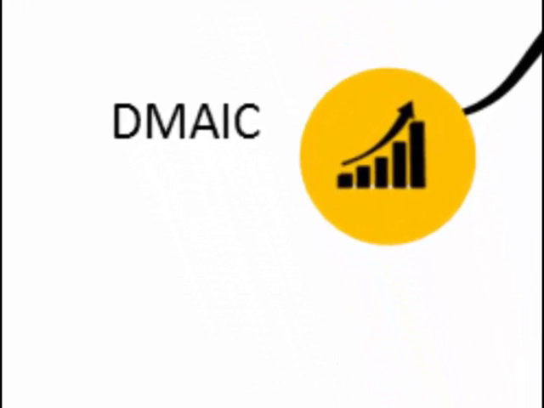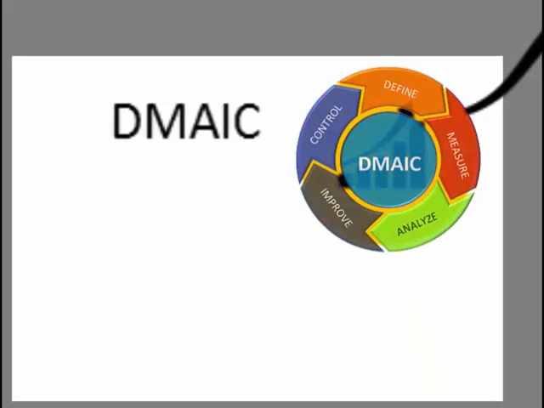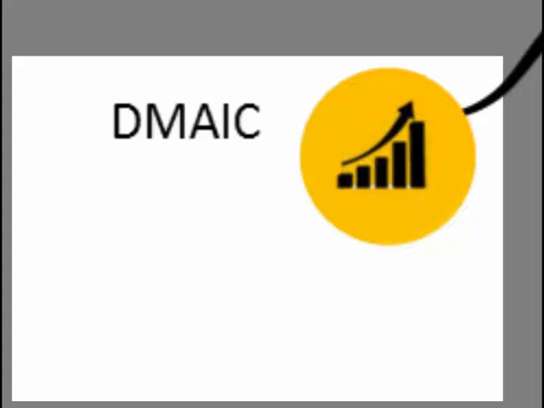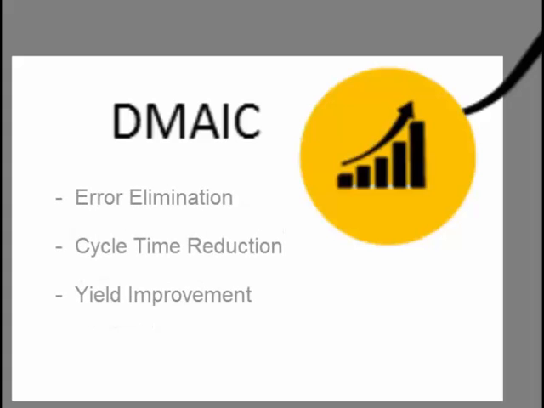If you're trained in Six Sigma, you're familiar with DMAIC, the main method for process improvement. It stands for Define, Measure, Analyze, Improve, and Control. For DMAIC to make sense, we have to meet 3 criteria. First, you're trying to improve a process that already exists. Second, that process is broken, meaning it's too slow, there's defects, customer complaints, or other pain points about that process. And lastly, you don't know what the root cause or the solution is.